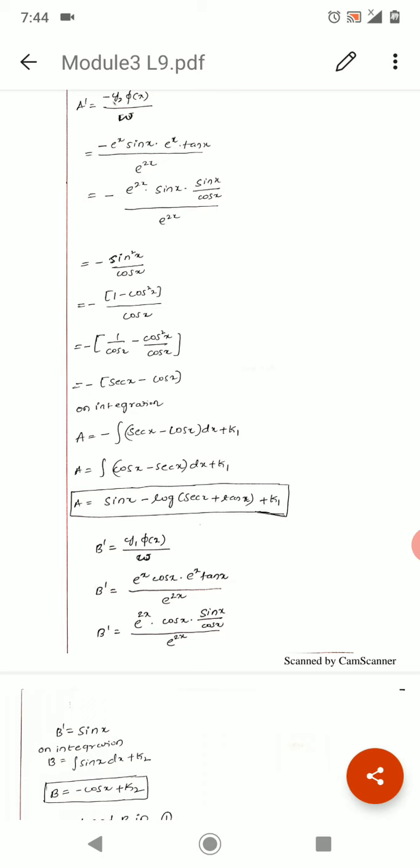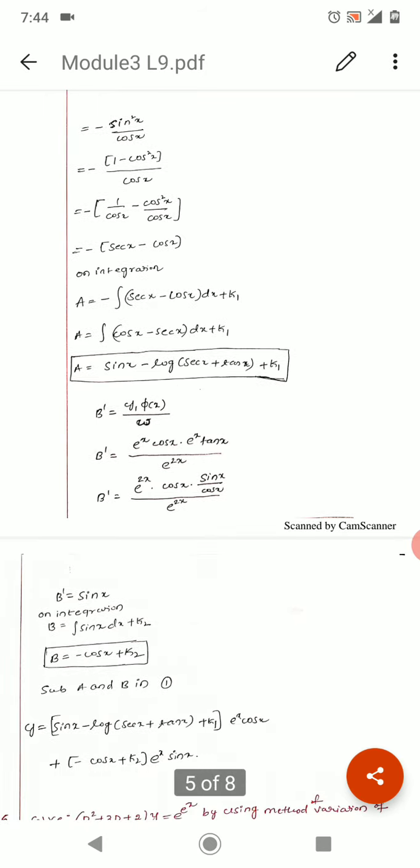Therefore, integration of cos x is sin x and integration of secant x is log of secant x plus tan x. Therefore, a is equal to sin x minus log of secant x plus tan x plus k1.